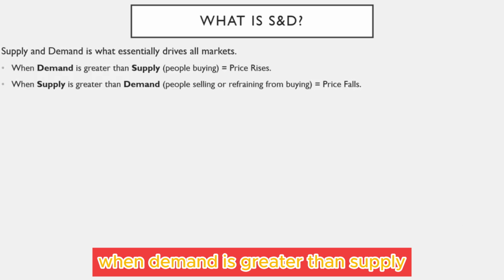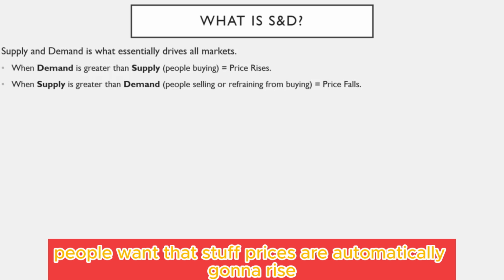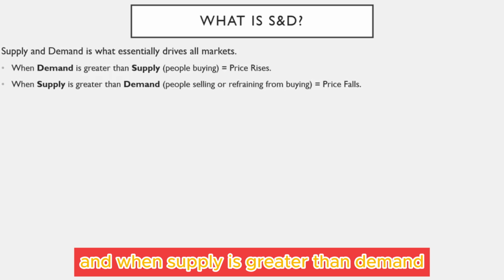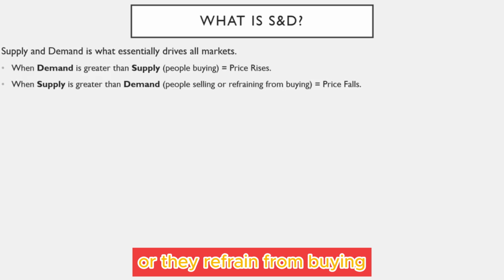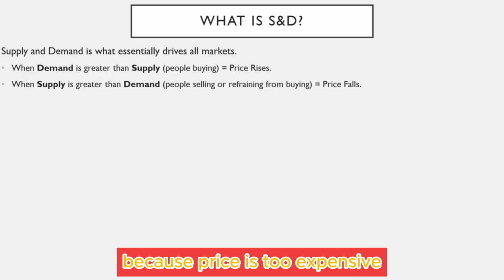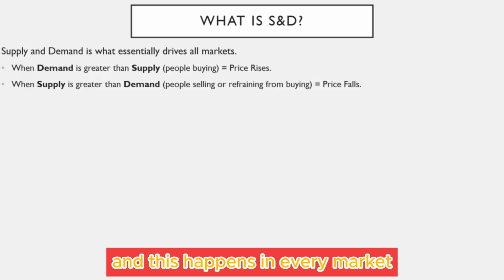When demand is greater than supply, which means that people buy that stuff, people want that stuff, prices are automatically going to rise. And when supply is greater than demand, which means that people are either selling or they refrain from buying because price is too expensive, then price will automatically fall. Right, and this happens in every market.